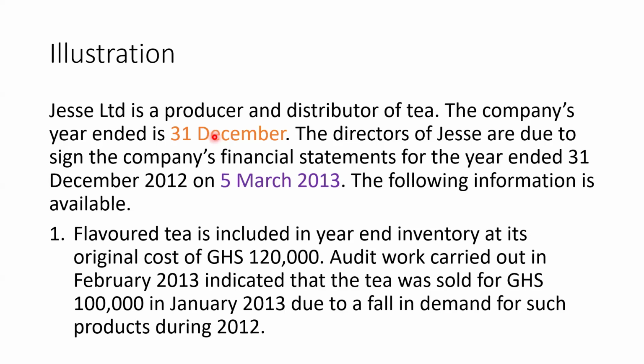Enough. Let's continue. Morrison, read. JC Limited is a producer and distributor of tea. The company's year ending is 31st December. The directors of JC are due to sign the company's financial statements for the year ending 31st December 2012 on 5th March 2013. The following information is available.